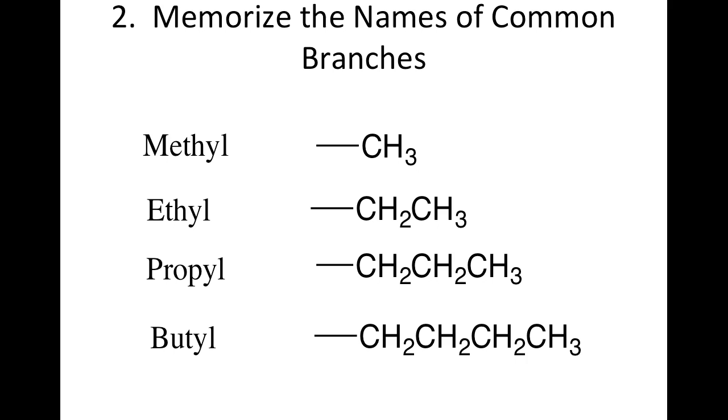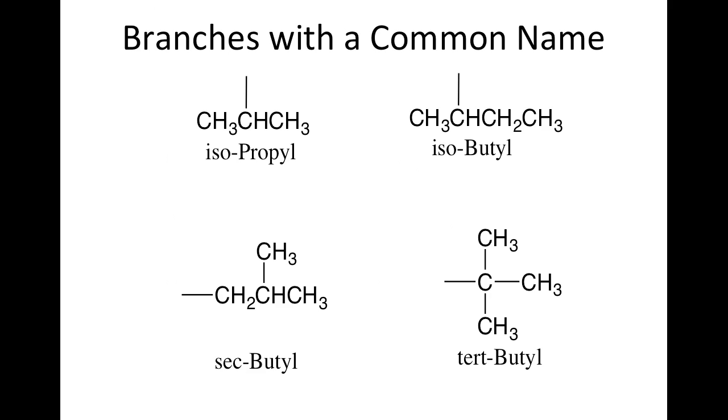You're also going to need to memorize the names of the common branches, the methyl, the ethyl, the propyl, and the butyl group, and know what they look like when they're coming off of a larger molecule. In addition to the common branches, there's some branches that have branches within them, and we typically refer to them by their common name. So for example, a propyl group, when the point of attachment is on the center carbon instead of the end carbon, is referred to as an isopropyl group.